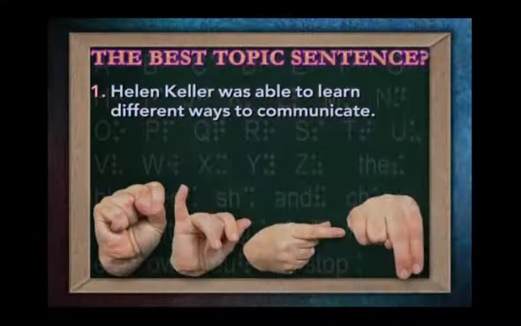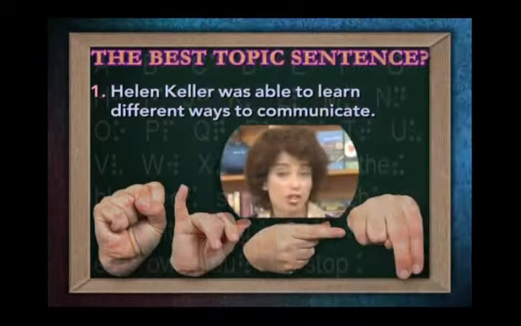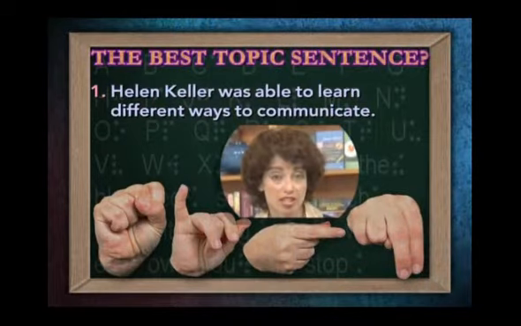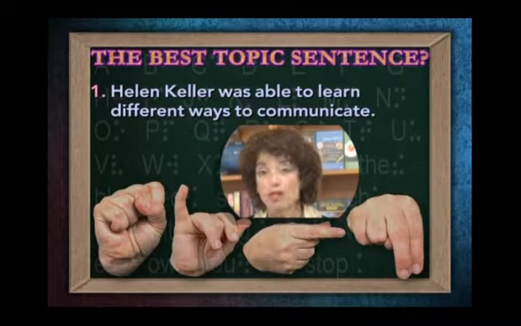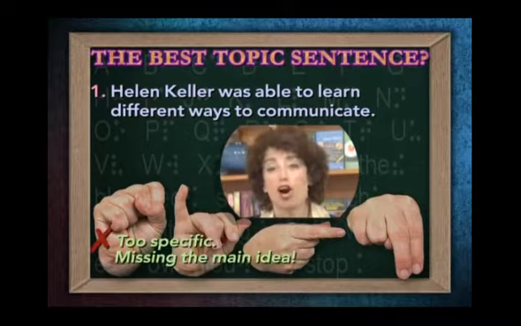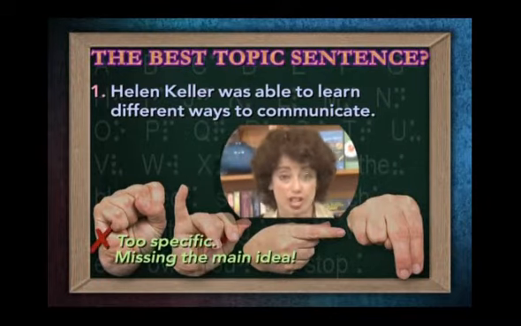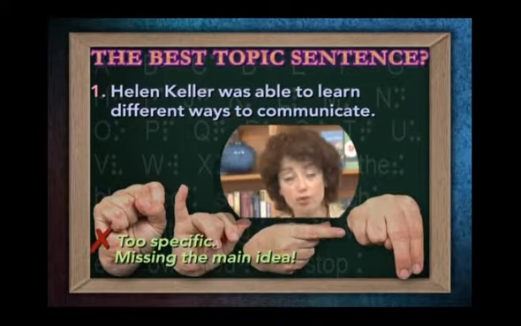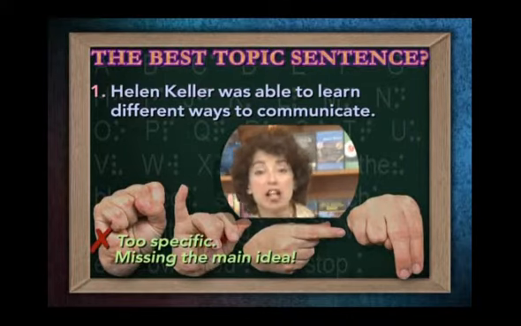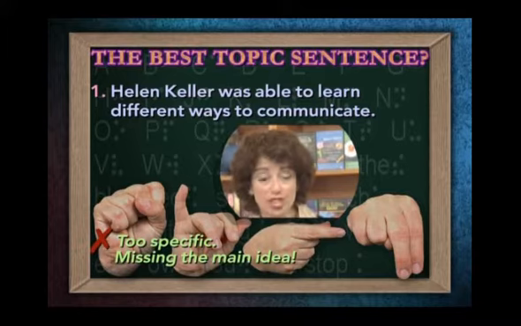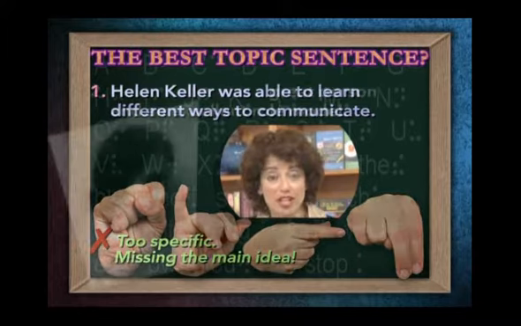Choice 1. Helen Keller was able to learn different ways to communicate. Well, it's true, but it's too specific. Also, we don't know why she had to learn different ways to communicate, so we're missing the main idea. That makes this a very poor topic sentence. Therefore, you can eliminate it.